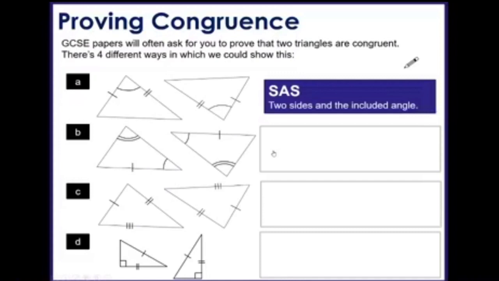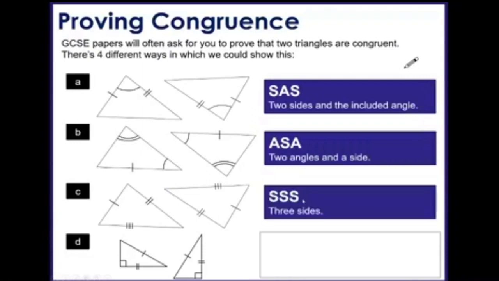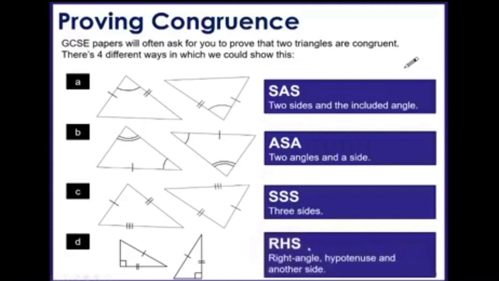What about these, congruent or not? The answer is yes. You can use the ASA, or two angles and an included side. It's not necessarily an included side. So you can use the ASA. For figure C, you can use the SSS or the three sides. And for letter D, right angle, hypotenuse, and another side.